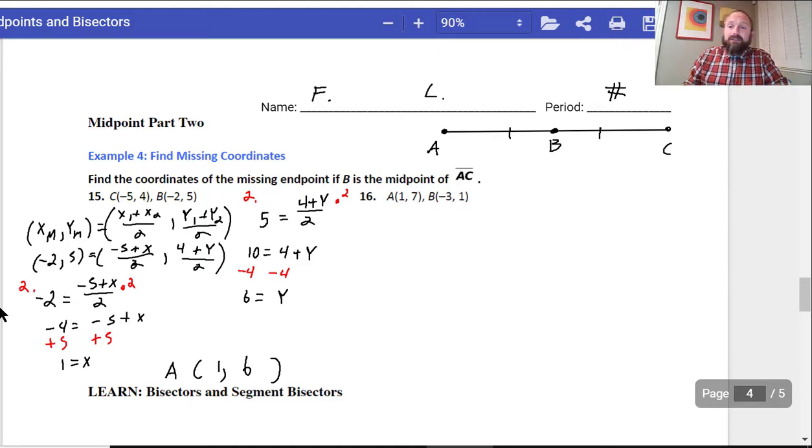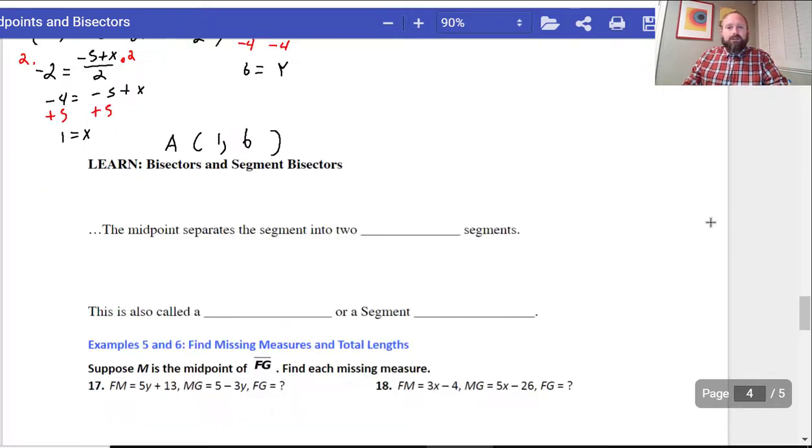So if they give us 2 of these, we can figure out the third one. All right, go ahead and you do number 16. You're going to do it exactly the way we just did it, but with different numbers. So learn bisectors and segment bisectors.